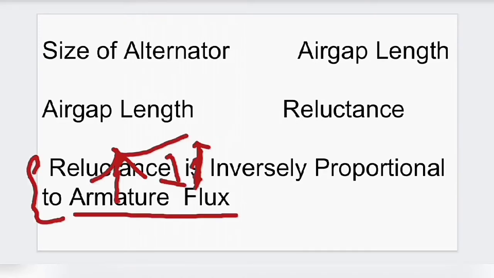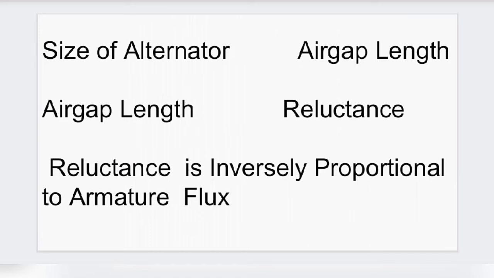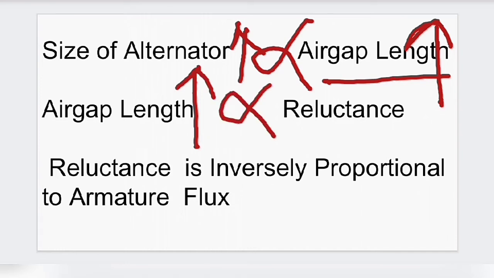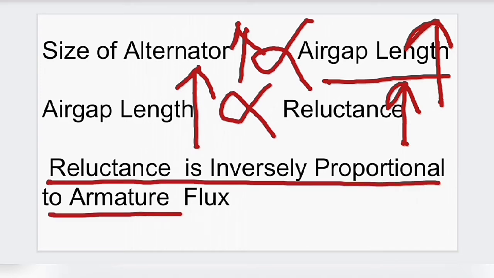In this slide we see the size of the alternator basically depends on the air gap length, the air gap between the stator and the magnetic field. If the size of the alternator is increased, then the air gap should be increased. The air gap is directly proportional to the reluctance, so the reluctance is also increased. Reluctance is inversely proportional to the armature flux. It is a very basic formula: phi equals mmf upon reluctance. We will see it in the next slide also.